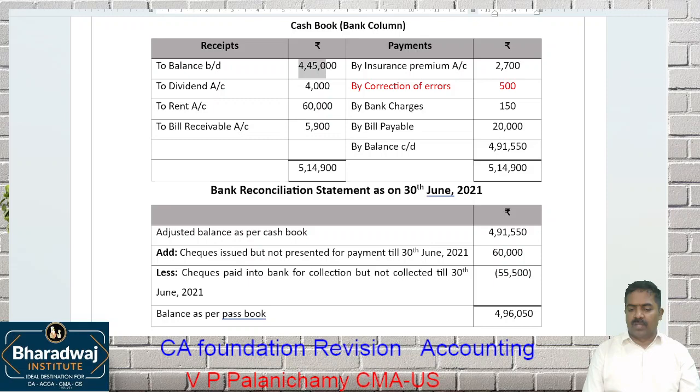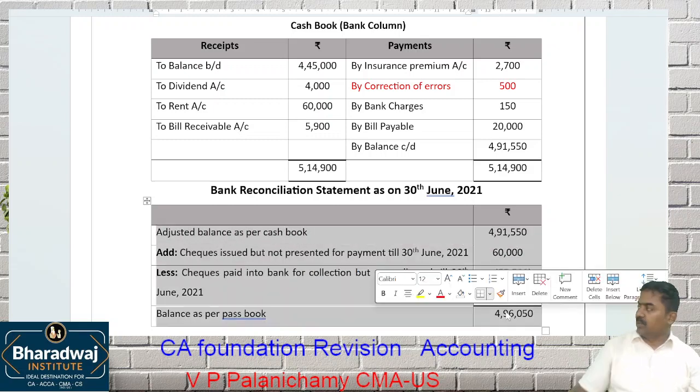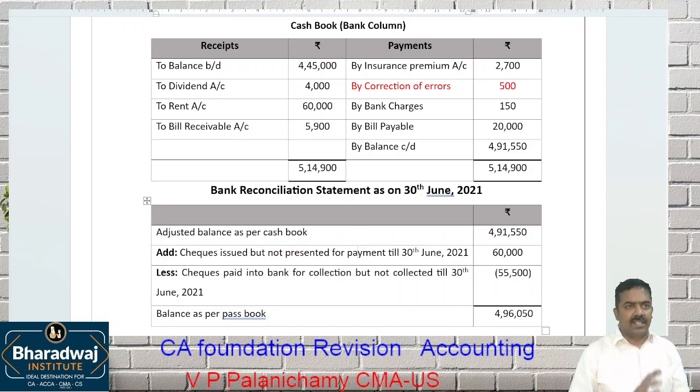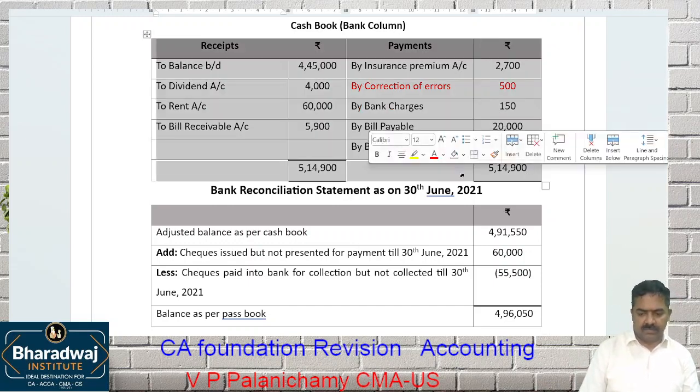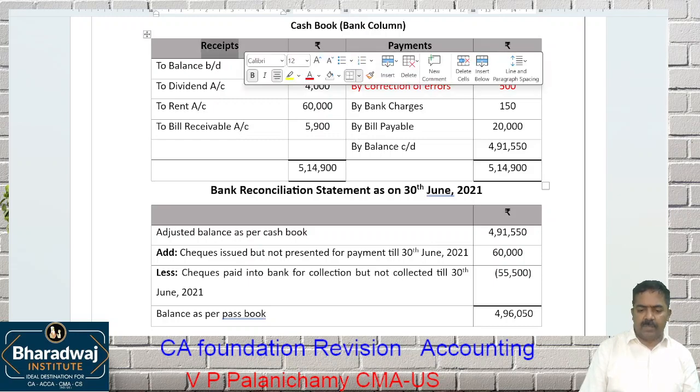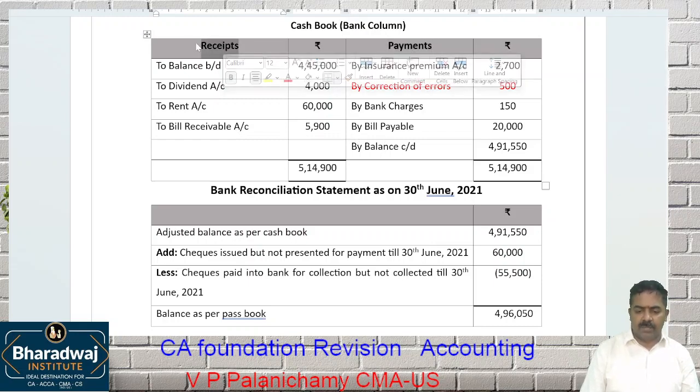Suppose you had started with 4,45,000, then what would you have to do? You have to add all these things and minus what? All these things apart from these two. Do you understand why these two things are not coming in the amended cash book? The transaction has not happened, which means we have not collected the money or paid the money. All the receipts and payments which are not recorded in the cash book but recorded in the passbook will be entered here while preparing the amended cash book.